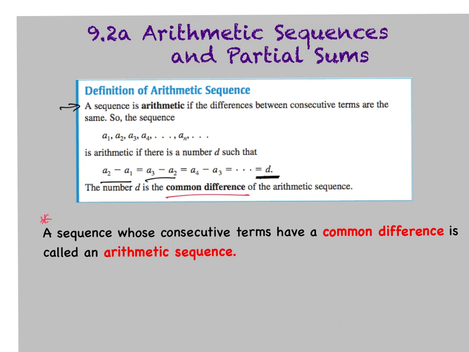A sequence whose consecutive terms have a common difference is called an arithmetic sequence. So what an arithmetic sequence is, is when you have a common difference. That's what you add from term to term. We are not subtracting ever. I know it says common difference, but you find it by taking your next one minus your previous one. But you're adding that from term to term.